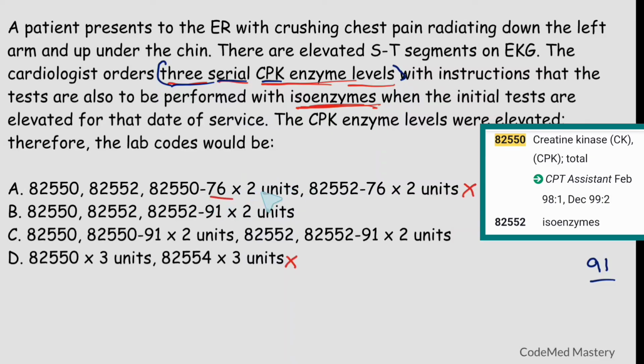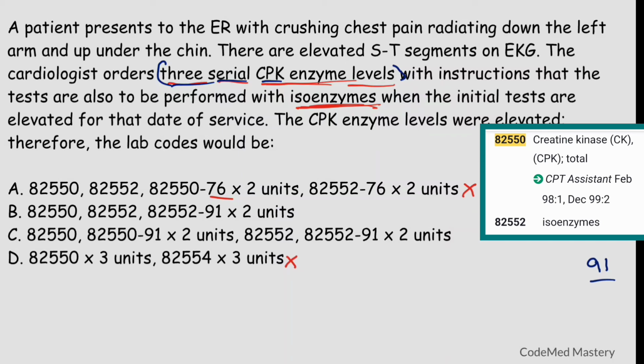Modifier 76 will be wrong because that is for repeat procedure or service by same physician or other qualified healthcare professional. But in this scenario, there is repeat clinical diagnostic laboratory test, right? So we cannot use modifier 76. So option A will be wrong. Now we are left with option B and option C. Now let us see how to code.